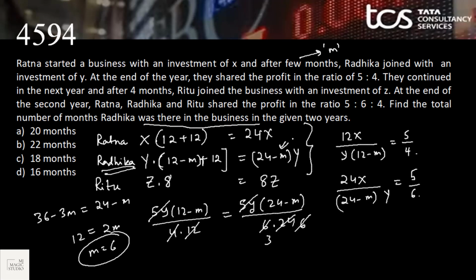So Radhika was there in the business for 24 minus 6, that is equal to 18 months, and that we have in, yes, option C.